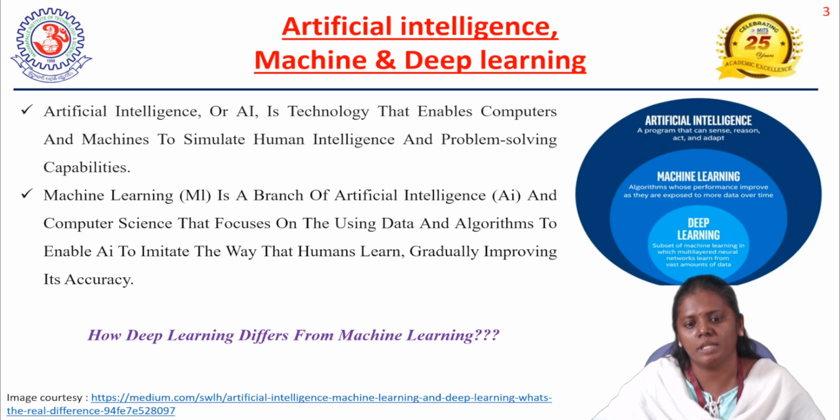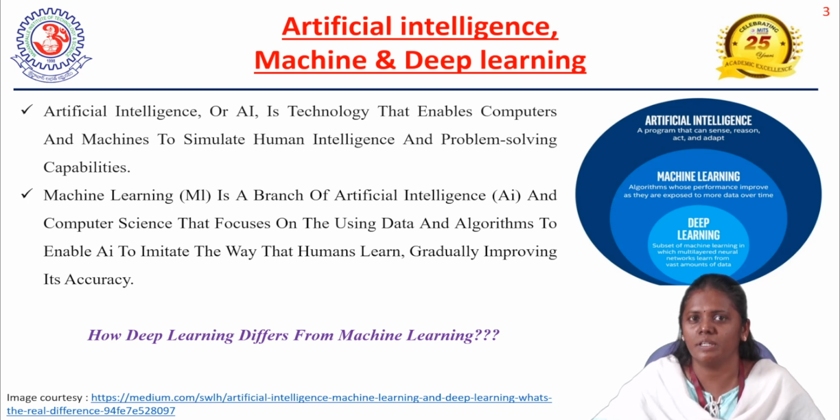Machine learning is a subset of artificial intelligence and computer science that focuses on using data and algorithms to enable the AI to imitate the way that humans learn and gradually improve in its accuracy. So from the diagram, we can see that artificial intelligence is the major domain from which machine learning has emerged and from which deep learning has emerged. So how does deep learning differ from machine learning?